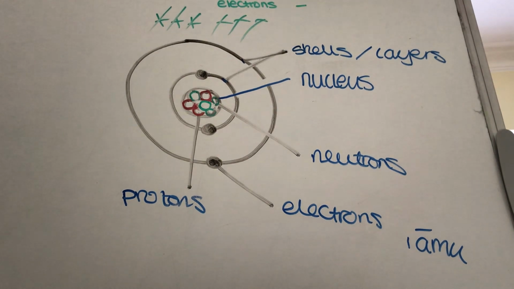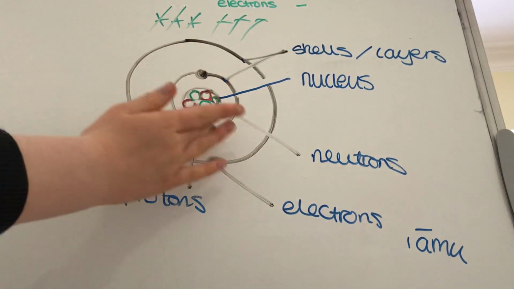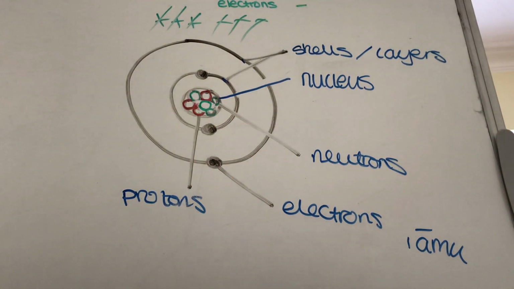And what are shells/layers? Shells/layers is where the electrons live. So how it works is you have a specific number of electrons in each shell. And for example, in the first one you can only have 2 electrons. So they orbit the atom, and that is where they live, and then the protons and neutrons live in the nucleus.